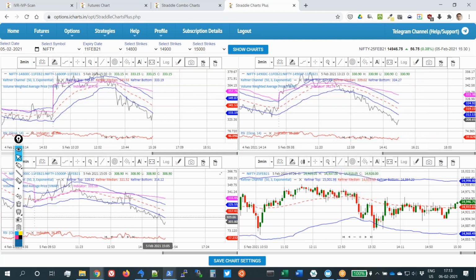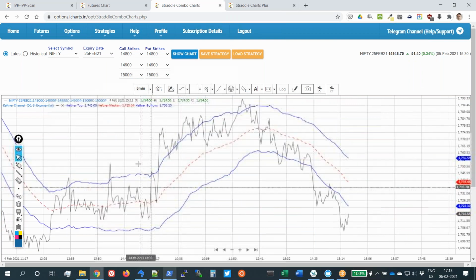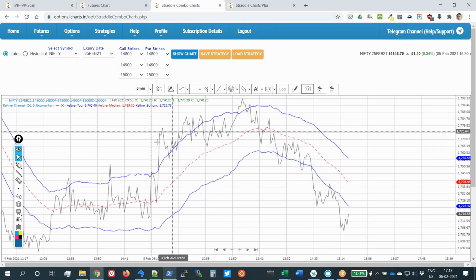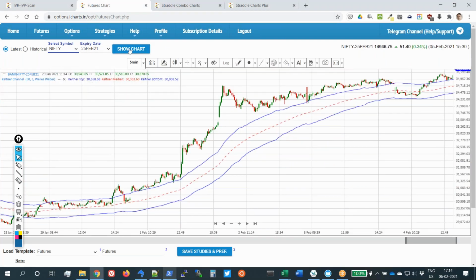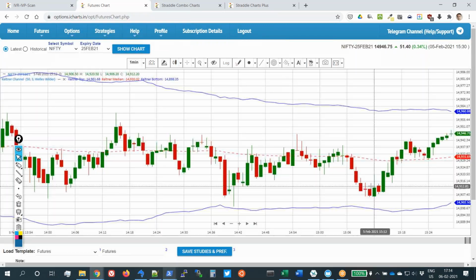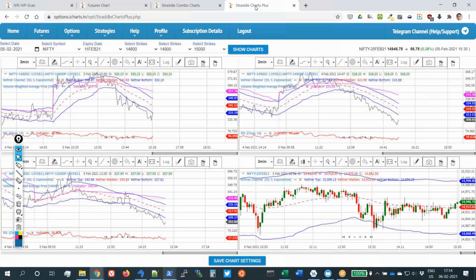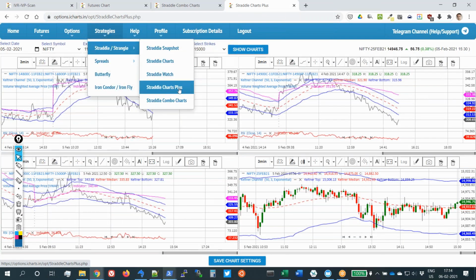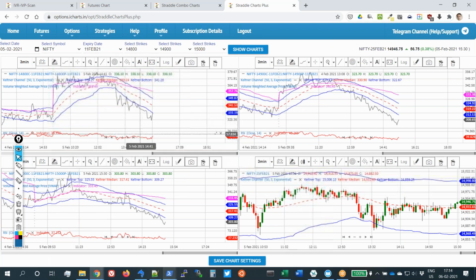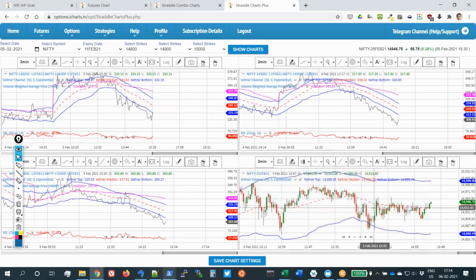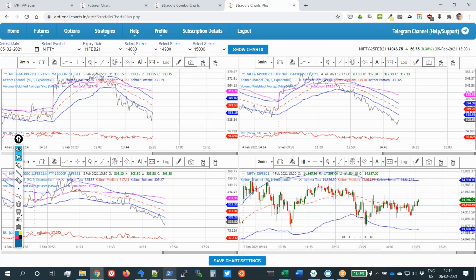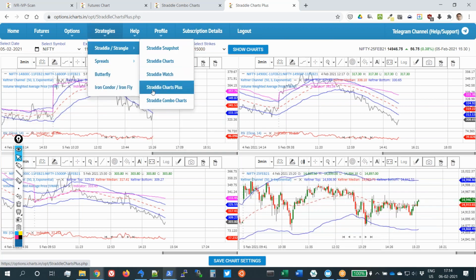So this you could do just using these straddle plus charts. Actually, you open and then just monitor from here. From here, you could even do adjustments. Let me see where Nifty opened. Getting all 4 charts is basically a tool. See, strategies, straddle charts plus. That is a tool where you get these 4 charts. These 3 are straddles, and this one is the futures chart. So you go to strategies, straddle charts plus.